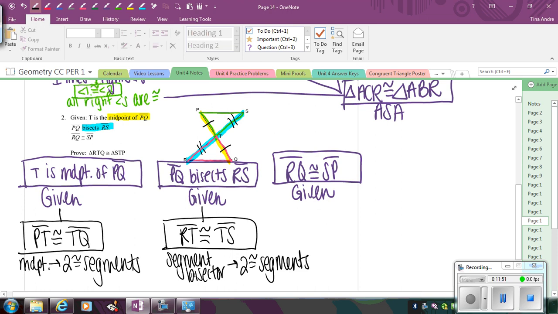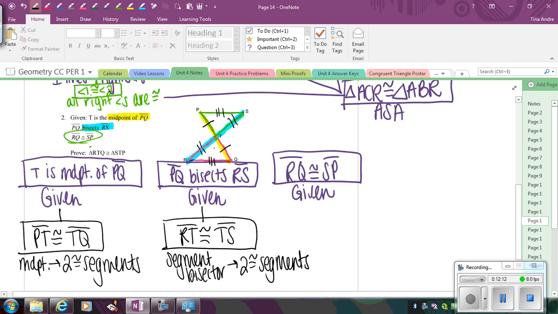And then we look at our last given. Our last given here says RQ is congruent to SP. These are the easiest givens because you don't have to make a conclusion from it. It's just telling you RQ, so this segment here, is congruent to SP. So that's it. I mark it. Oh, there's another set of sides, so that's good. There's nothing I can conclude from that.